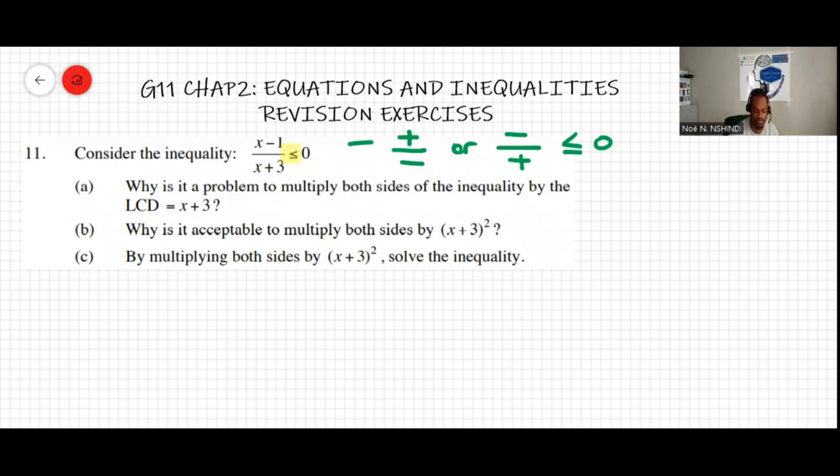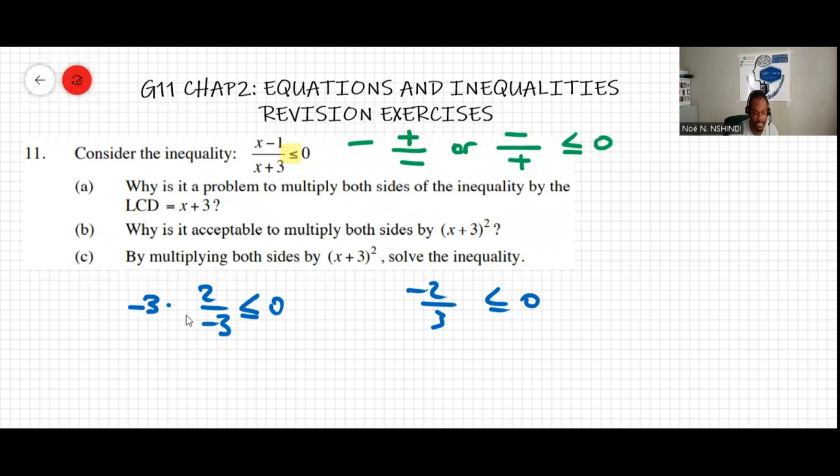Let me give you an example. Let's say 2 over negative 3, and negative 2 over 3. This is less than or equal to 0. That's also less than or equal to 0. Now, if we multiply here by a negative 3, for instance, this will change.